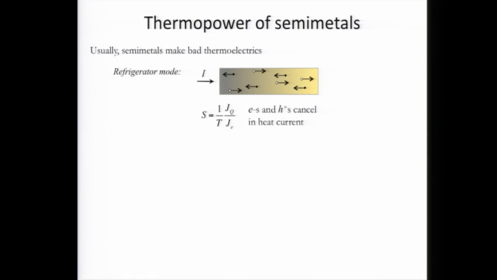But the problem is that if I'm running an electric current, say, to the right, that means the electrons are going to the left and the holes are going to the right, which means they're canceling each other in the heat current. One is carrying heat current left and one carrying heat current right. So when you make this ratio, heat current over electric current, it gets small, they cancel.